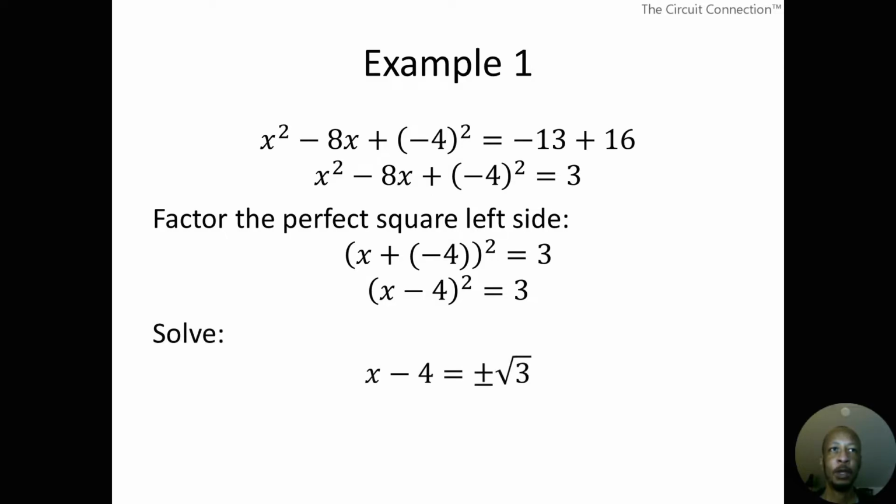When you solve it, you apply a square root to both sides, and make sure that you have your plus and minus here with your square root. That is your algebraic rule for when you apply the square root. Then you transfer your 4 over to the other side. So your answer is going to be x equals 4 plus or minus square root of 3.